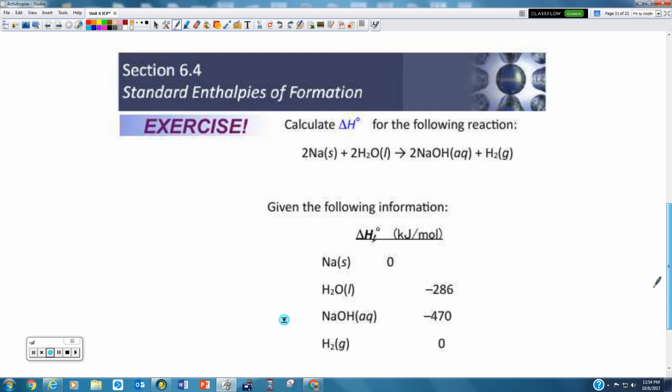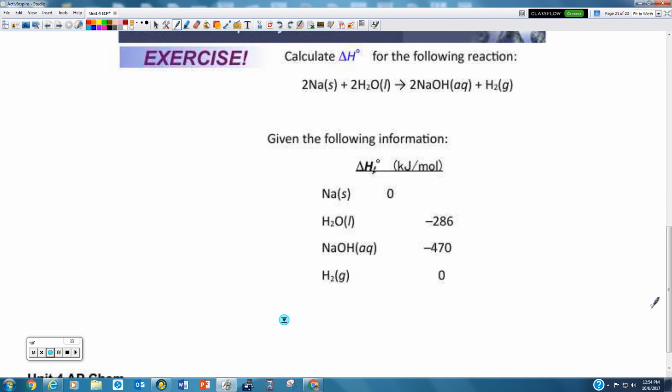So let's look at this in application. We'll look at this first little sample problem. Most of the time when you have a question like this, I will give you a table that gives you the information for each one. If I don't give you the table, then you'll have to look it up on the larger table that you have. So let's do this one together. We have this equation: 2 sodiums plus 2 waters yields sodium hydroxide and hydrogen gas.